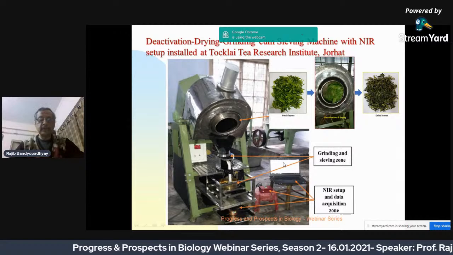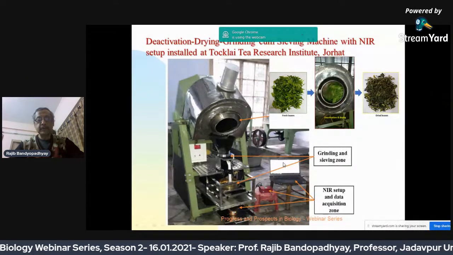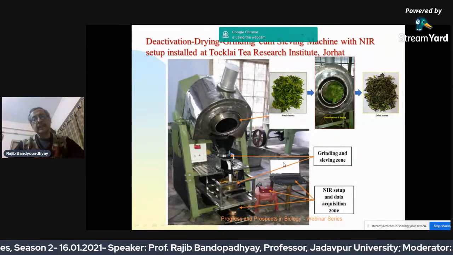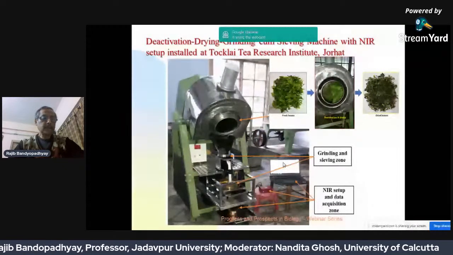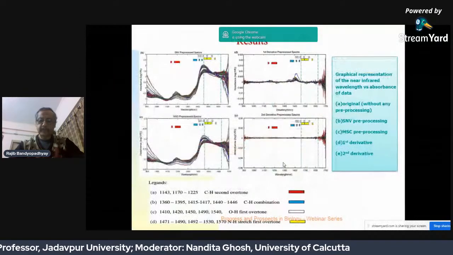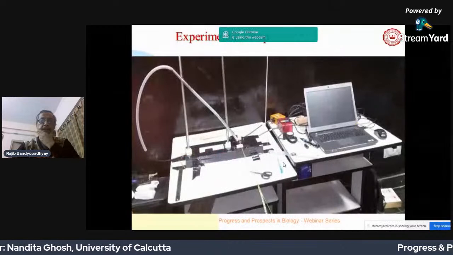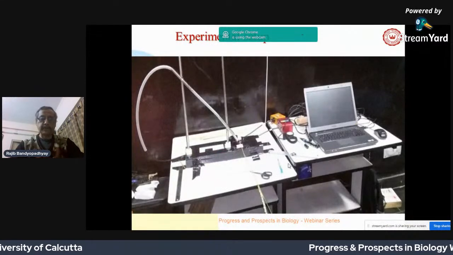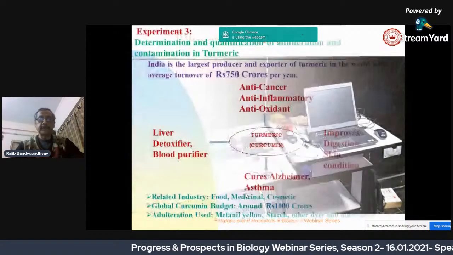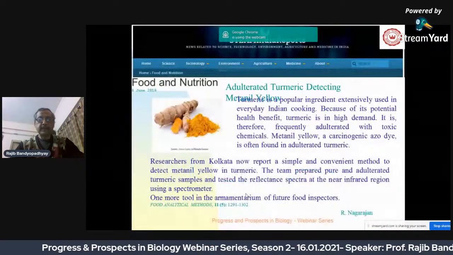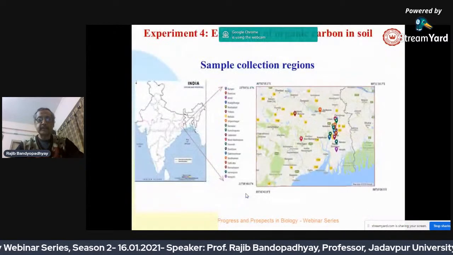This instrument is installed in Toklai, and it is fairly accurate and almost instant. Only 1 or 2 minutes are needed for assessing the quality of polyphenols in the fields. There are several other applications of NIR, and for that we use imported NIR instruments from StellarNet of USA. We have also done some experiments on turmeric, to see whether there is any adulterant, using NIR spectroscopy.